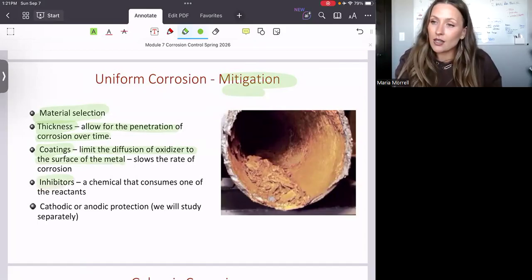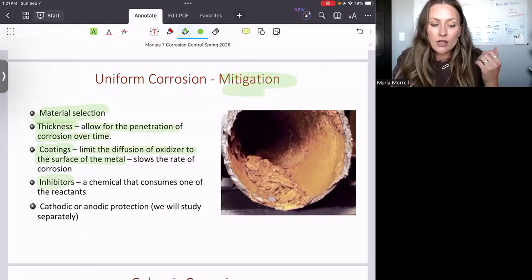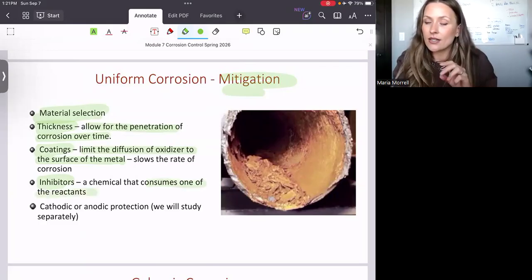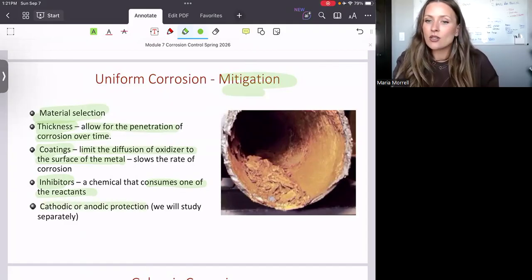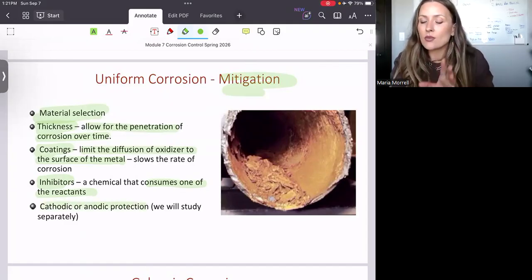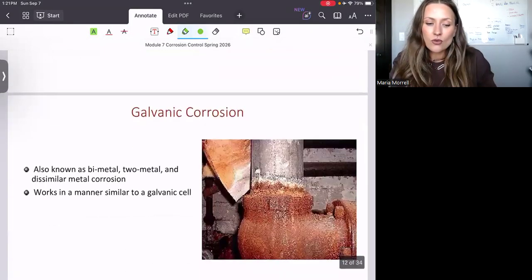We can also use inhibitors sometimes. And once again, the inhibitor is a chemical that consumes one of the reactants, right? And you know that if the reactant is consumed, such as oxygen or hydrogen, that means that you are controlling the corrosion process, like you're slowing down the rate. Now you can also use cathodic or anodic protection, but whenever you see that, you know that there's going to be a separate video where I do want you to understand how those two work.